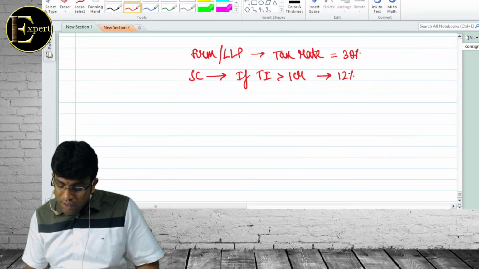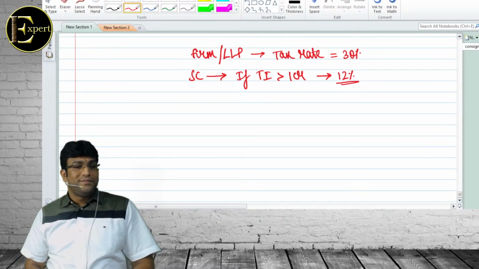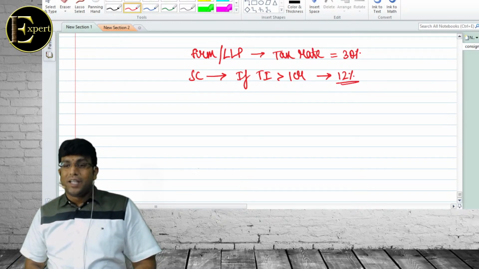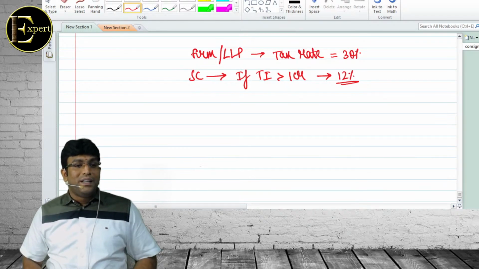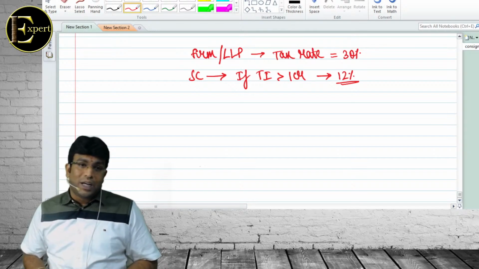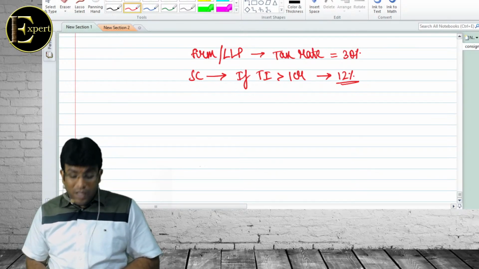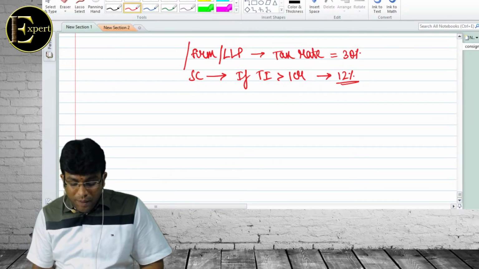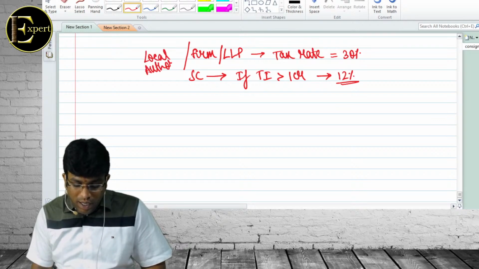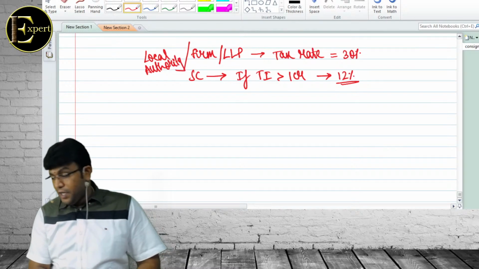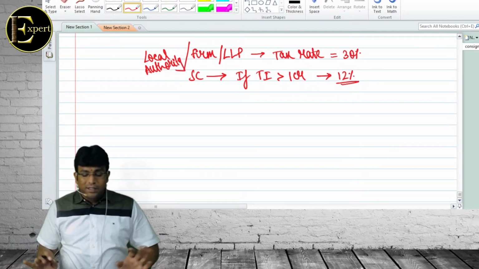Wrong answer. 12%. That 7 and all is only for companies; 12% is for partnership firm and LLP. That too will come only when it's more than 1 crore. And the same will apply to firm, LLP, and also to a local authority. For these 3 categories of persons, the tax rate is straight away 30%.